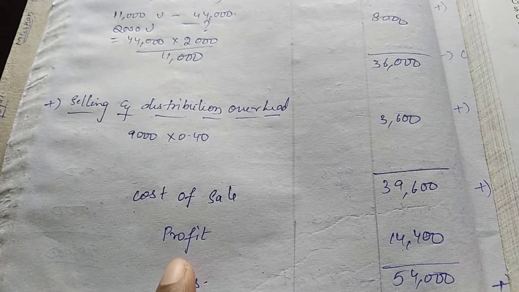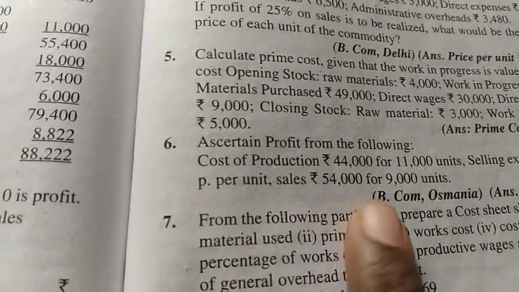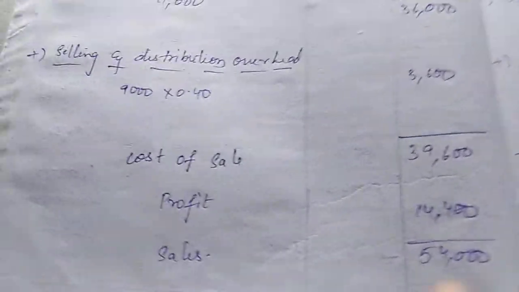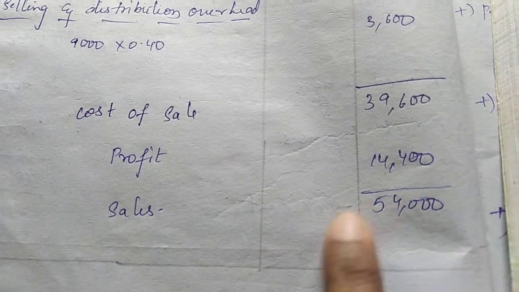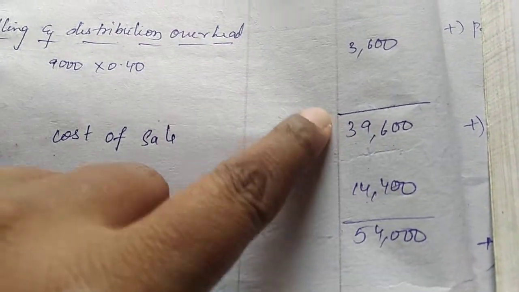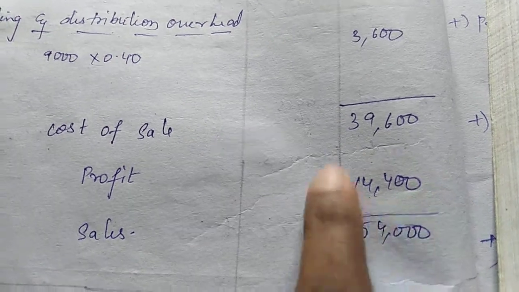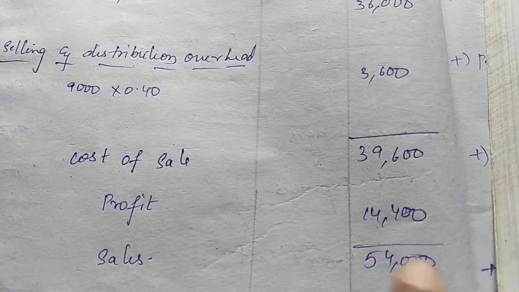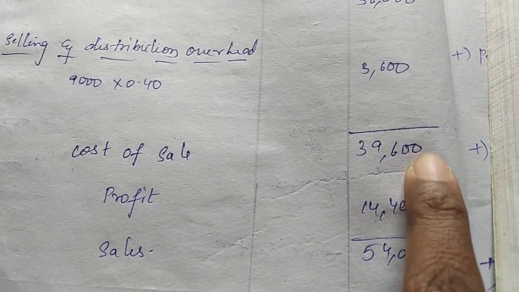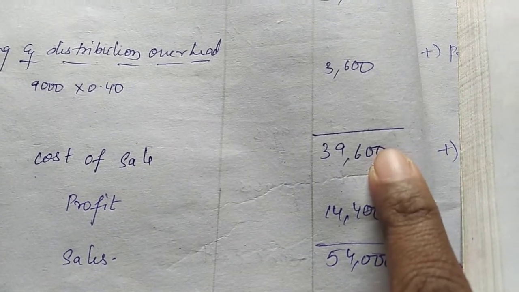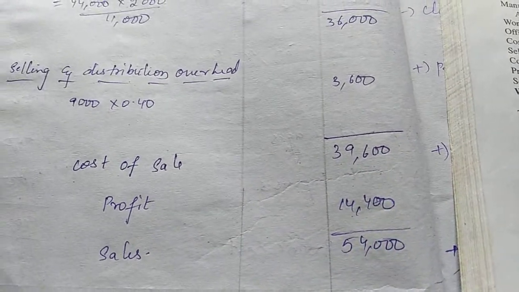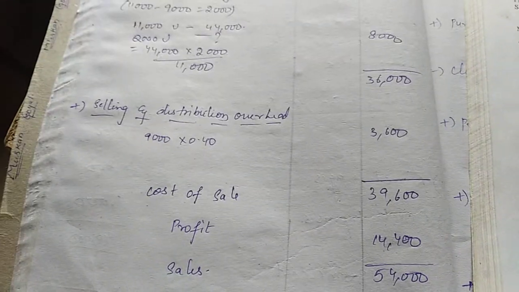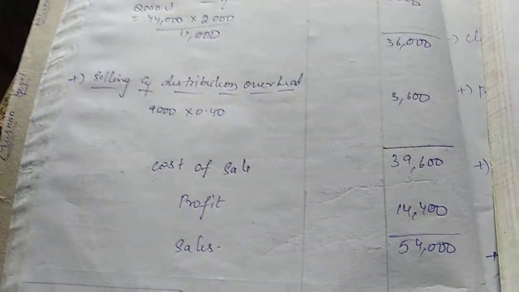Has he given the profit in the question? No. But he has given sales: 54,000. So we take sales of 54,000, and from this sales we have to deduct the cost of sales, 39,600. The difference is the profit. So 54,000 minus 39,600, the profit is 14,400. Okay, so do listen carefully and practice it.